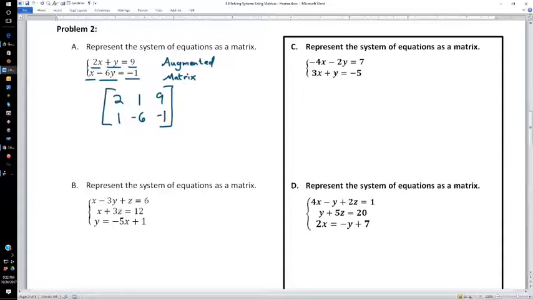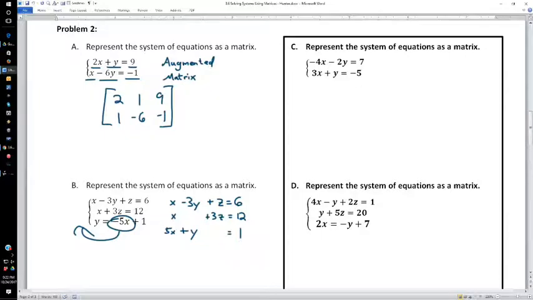The first one is already set up and ready to go: x minus 3y plus z equals 6. The second one is kind of in order, but it's x plus 3z equals 12. You do not have to leave the space right there, but I left the space there, and I'll tell you why in a minute. Last but not least, my y is already on the left-hand side, but I need to move this x to the other side. So you add 5 to both sides, and you get positive 5x plus y. There are no z's in this one, equals 1.